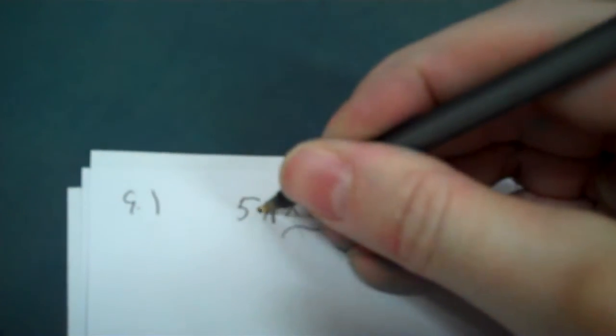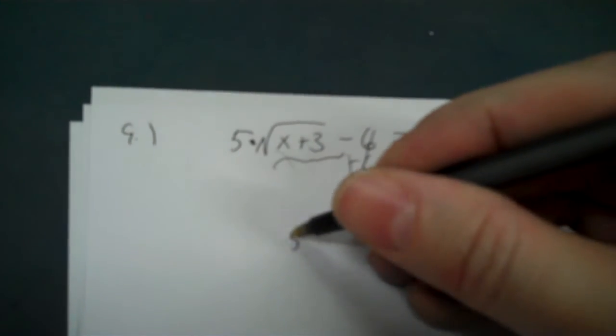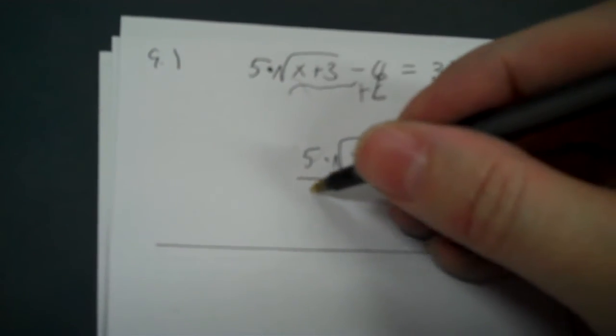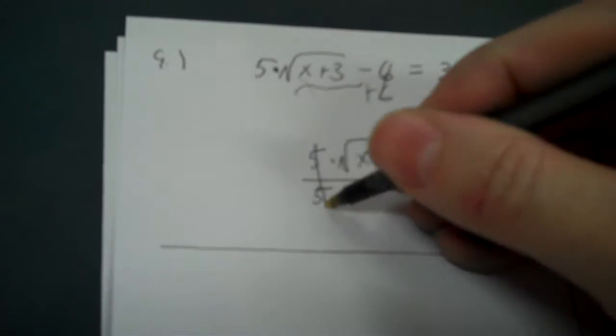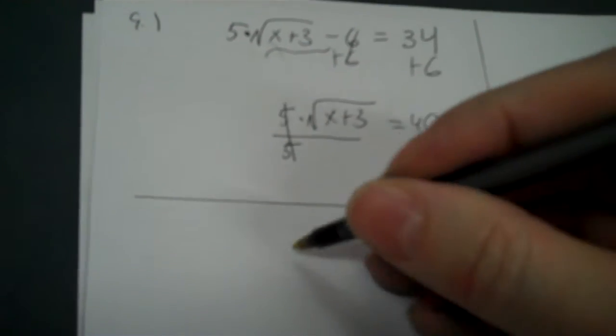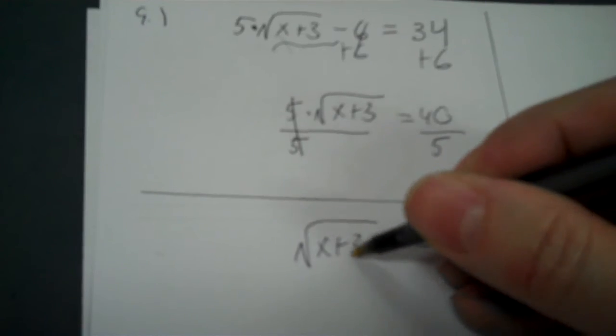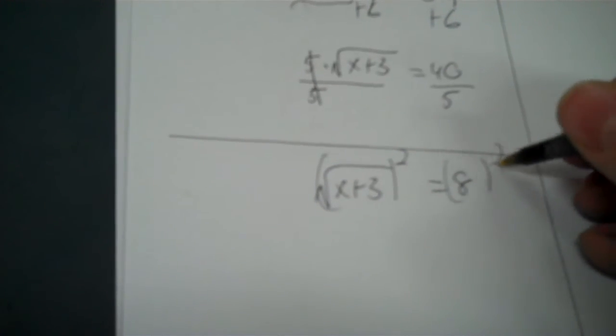Okay, number 9, here's my radical. You have a times 5 and a minus 6, so you plus 6, that takes you to 40. Then we divide by 5. Now I'm at 8. And now I just have the radical that I need to get rid of. I can't minus the 3 till the radical's gone. So I take it, and now it's gone.